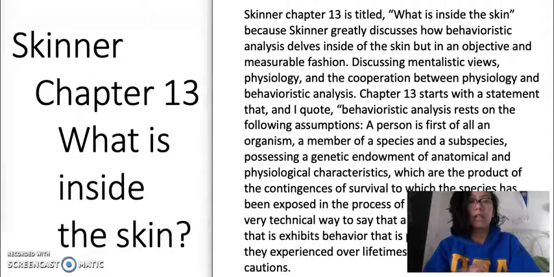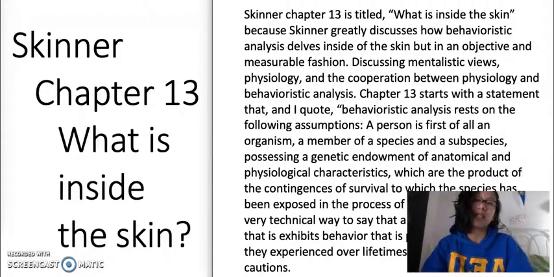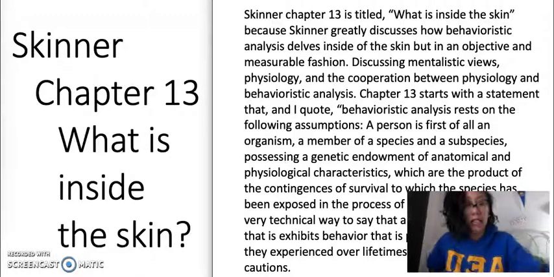Everything that I am saying is written down on the screen so that anybody that wants to read along to what I'm saying has the availability to. And yeah, Skinner's Chapter 13 is titled What is Inside the Skin? Because Skinner greatly discusses how behavioristic analysis delves inside of the skin, but in an objective and measurable fashion. Discussing mentalistic views, physiology, and the cooperation between physiology and the behavioristic analysis.